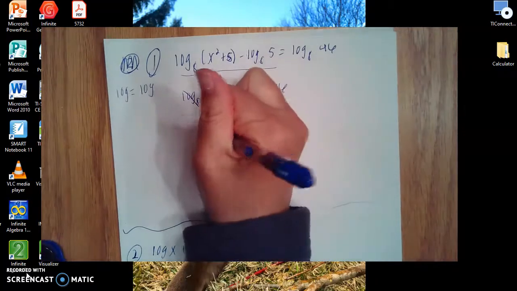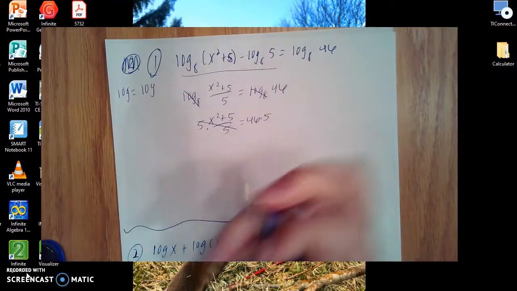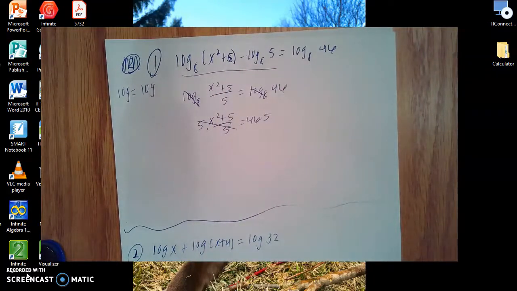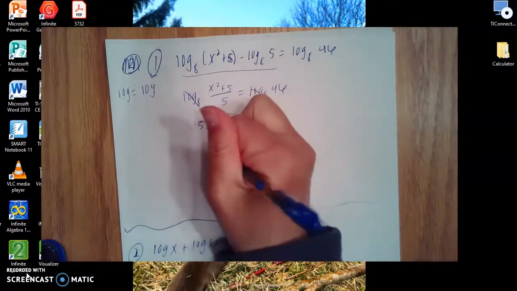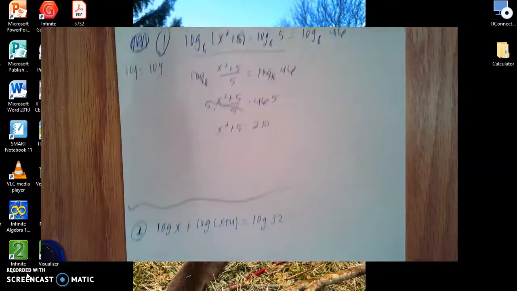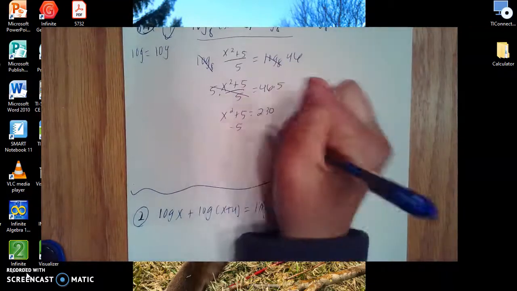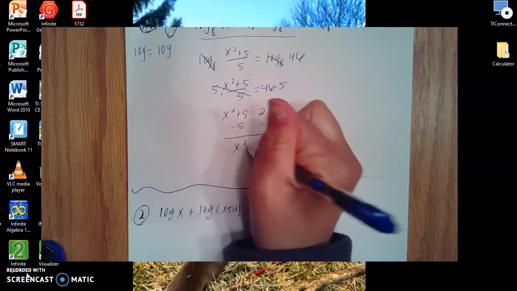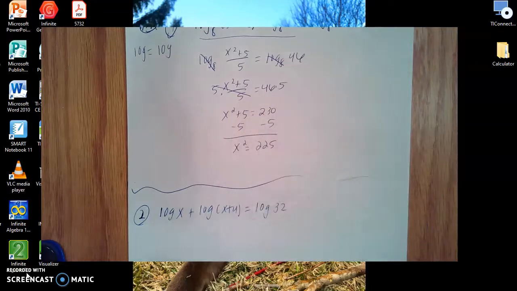So step 1 is I'm going to multiply both sides by 5 so I can get rid of the division. And 46 times 5 is 230. So I'm going to get x squared plus 5 is equal to 230. I now need to get the x squared by itself, so I'm going to subtract 5 from both sides. So I'll get x squared is equal to 225.